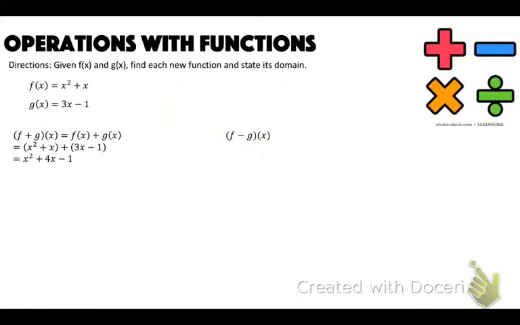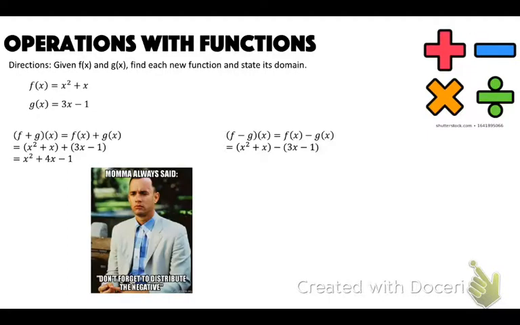Okay, f minus g of x. Well, that's the same as saying f of x minus g of x. So then that's going to be x squared plus x minus the quantity 3x minus 1. So I'm going to distribute that subtraction sign in, and that's going to be a negative 3x plus 1. And then we can just combine like terms. So that's x squared minus 2x plus 1.